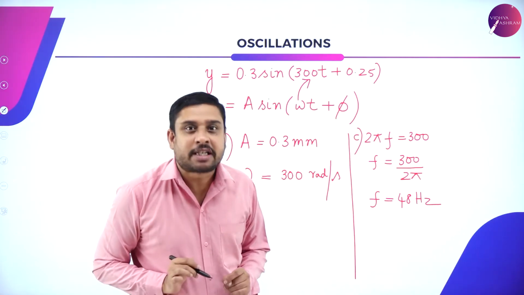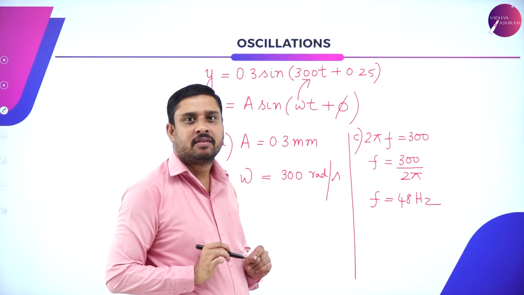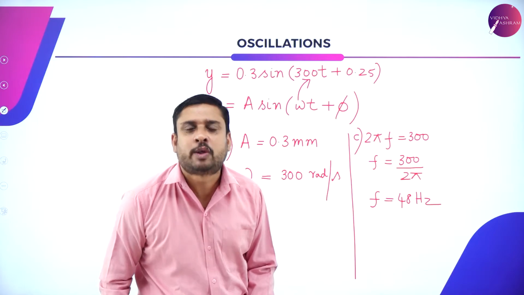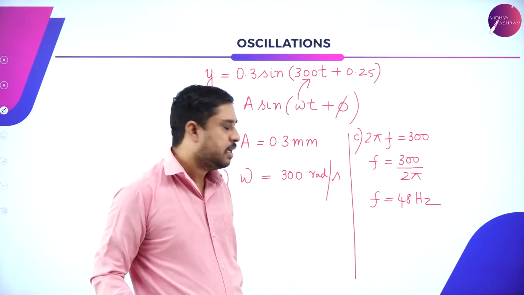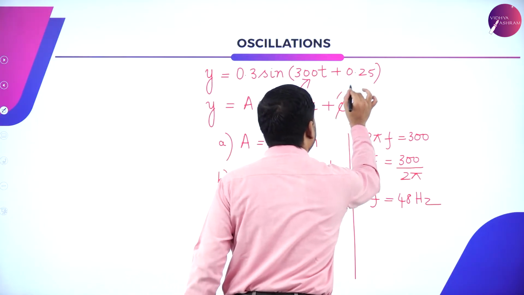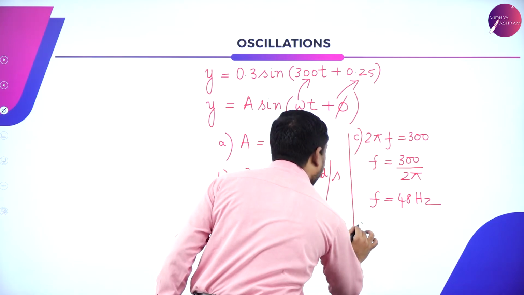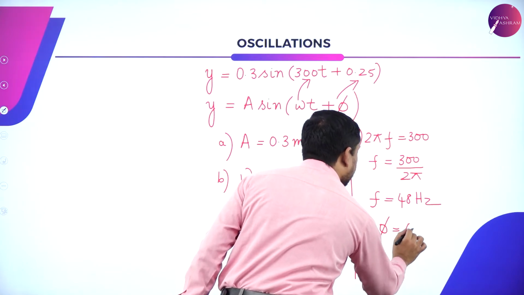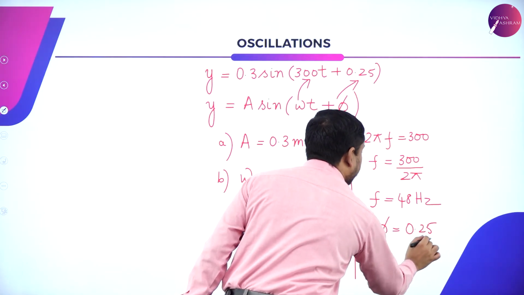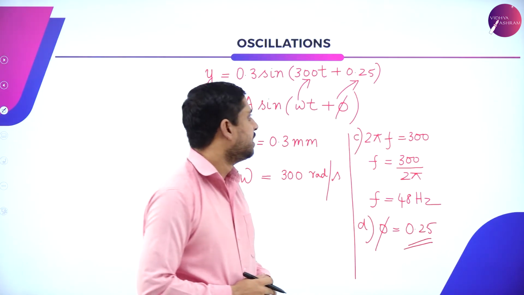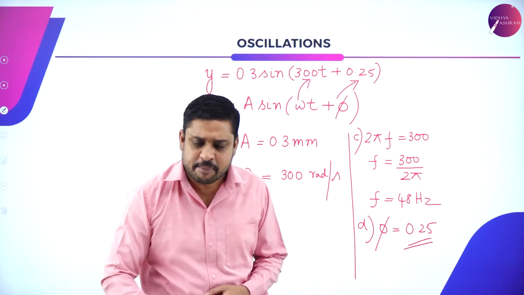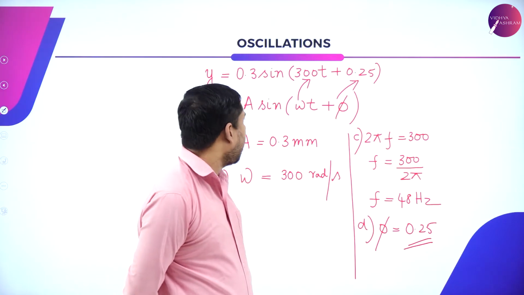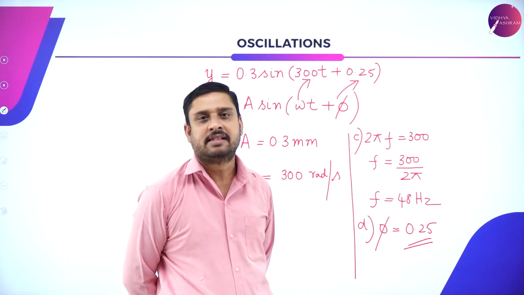And the most important thing, initial phase. Given all these things, how will I find out initial phase? Again, nothing to do here. Substitute for phi. That itself is the phase. So 0.25 radian. See again, just comparing with the standard equation, I have arrived at the answers.